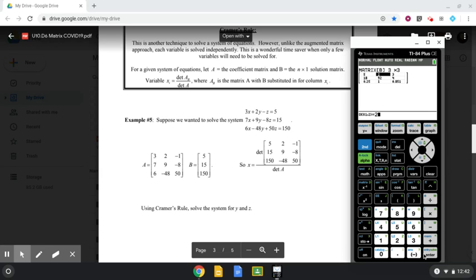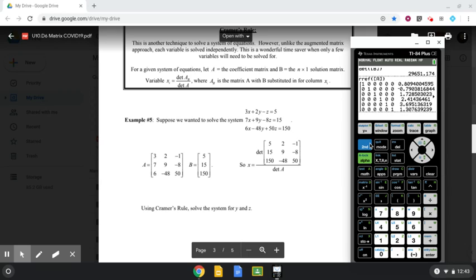Then the rest of that row stays the same, 2, negative 1. Then my next row, instead of entering 7, I'm going to put 15. Then the rest will remain the same on that row, 9, negative 8. And last but not least, the bottom row, instead of putting 6, we're going to put 150 in. And that bottom row stays the same, negative 48 and positive 50. So now that I've entered my values, I can go ahead and press second, quit.